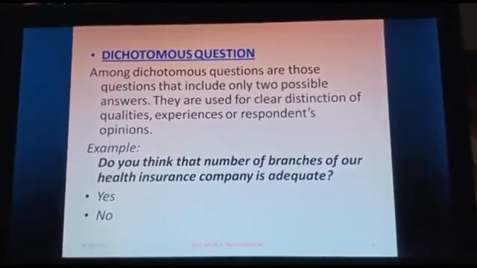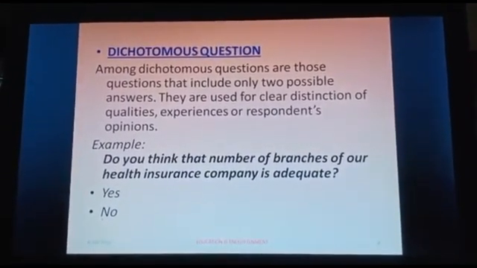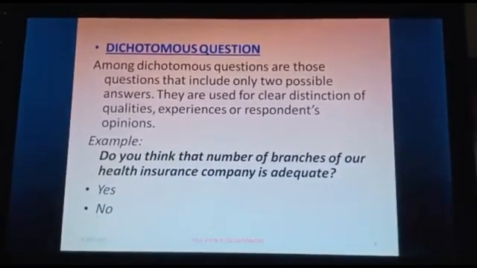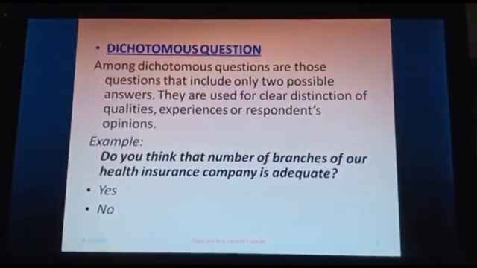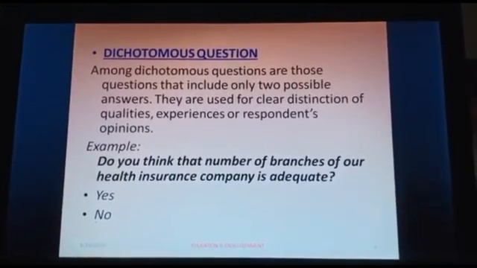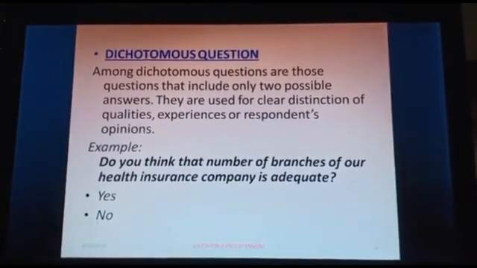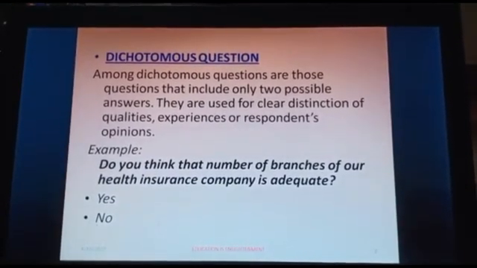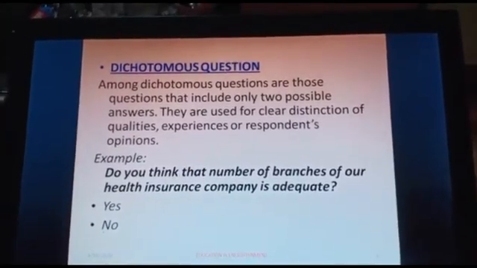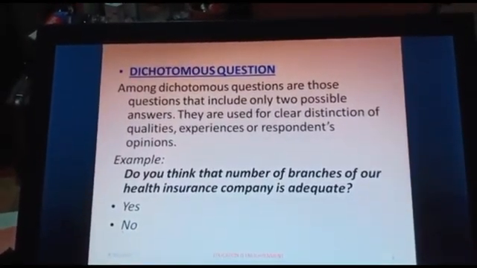Next we can mention another type of question in a questionnaire, that is the dichotomous question. Dichotomous questions are those questions that include only two possible answers. They are used for clear distinction of qualities, experiences or respondents' opinions. For an example, do you think that the number of branches of our health insurance company is adequate? And the respondent is asked to say either yes or no. That is, he has only two options. That refers to a dichotomous question.